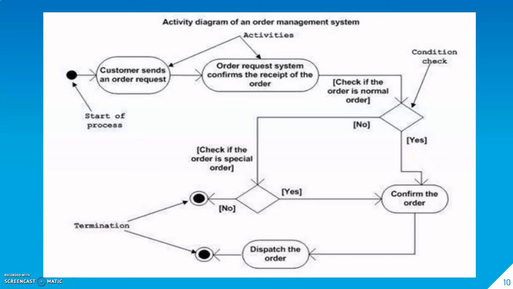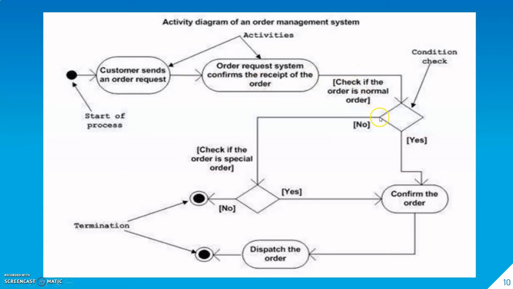Rectangles with round corners represent activities. See, here is the rectangle with round corners which represents activities. So they are sub-processes that are to be carried out throughout the activity diagram. So when the flow from more than one activity leads to a solid bar, then all these activities must be complete before progress is possible.